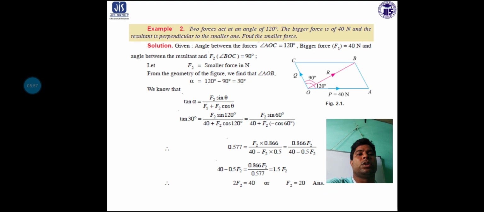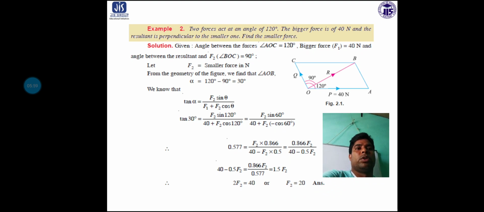Here is another type of problem, somewhat more difficult than the previous one. Suppose two forces are acting at an angle of 120 degrees. The bigger force is 40 Newton, and the resultant is perpendicular to the smaller one. The resultant is perpendicular to the smaller one. So find the smaller force.